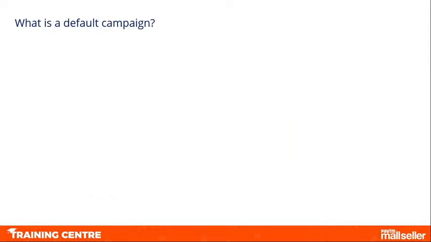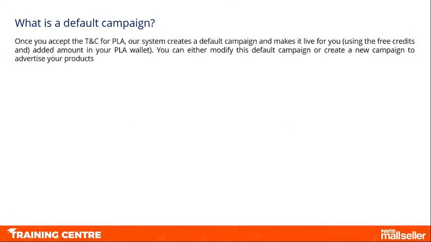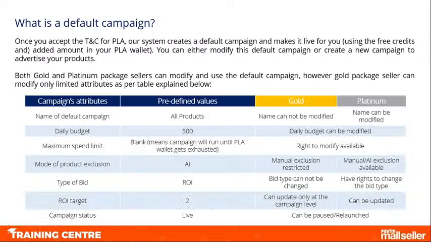What is a default campaign? Once you accept the T&Cs for PLA, our system creates a default campaign and makes it live for you using your free credits. You can either modify the default campaign or create a new campaign to advertise your products. Both Gold and Platinum package sellers can modify and use the default campaign.